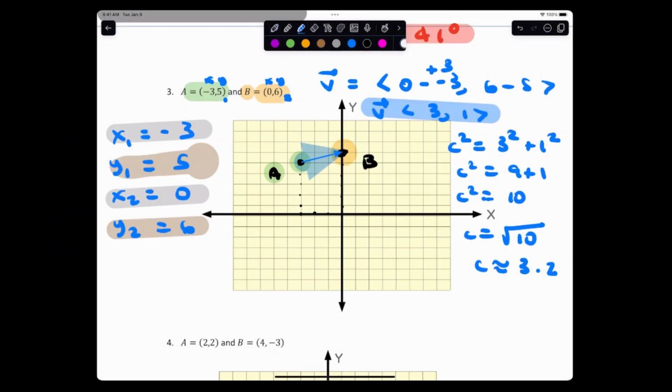3.2. And we're going to use the magnitude notation for the length, okay? That's the length. That's how we draw it. Okay. 3.2.